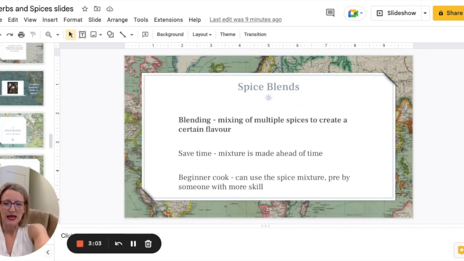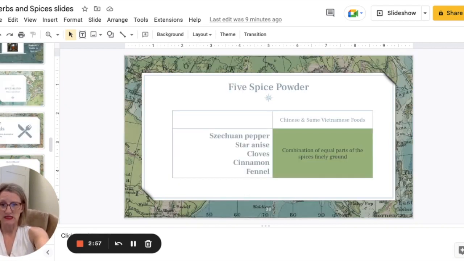What is a spice blend? A mixture of spices together to create a certain flavor, and we go through a bunch of different spice blends. So 5-spice powder. We've got the title of what the spice blend is up here, the spices that are involved in it, and then the type of foods or the culture of the foods that it's generally used in. So Chinese and some Vietnamese foods, and it's a combination of equal parts of spices finely ground.